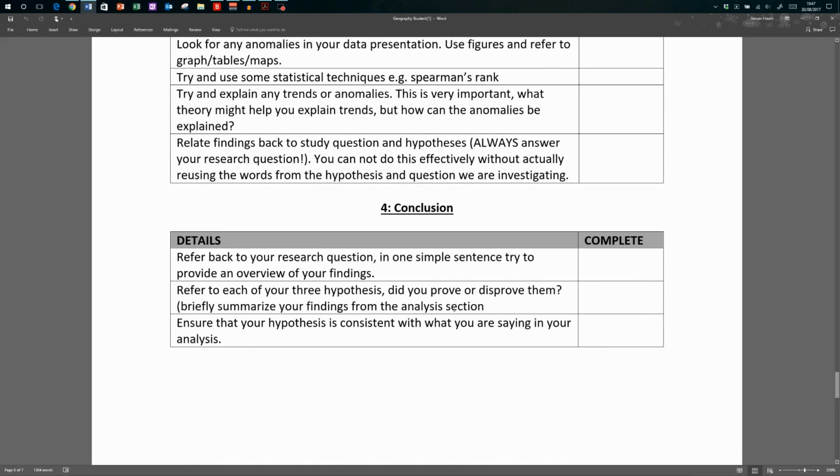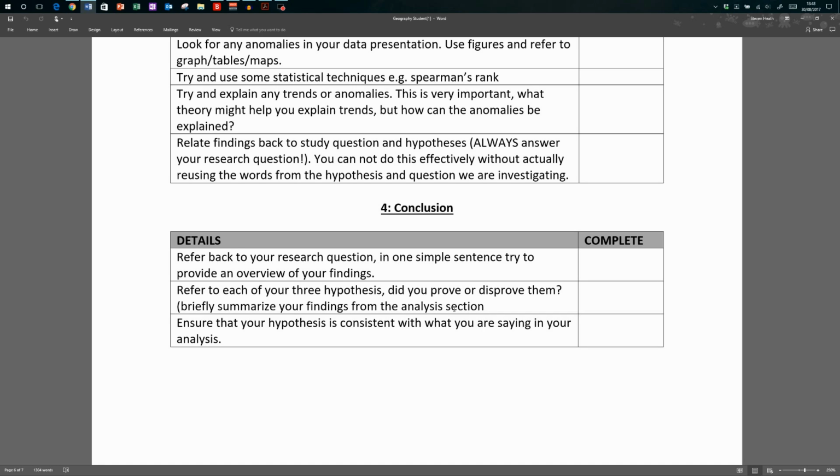Getting marks in the conclusion is quite straightforward. What you need to make sure you do is you need to, again, address the hypothesis. Did you prove them? Did you disprove them? And briefly explain again why and what the evidence was for proving them or disproving them. It's extremely important in this part that you ensure that your conclusion is consistent. That you don't say something different in your conclusion to what you were talking about in your analysis. If you keep them consistent, invariably you'll get the marks.